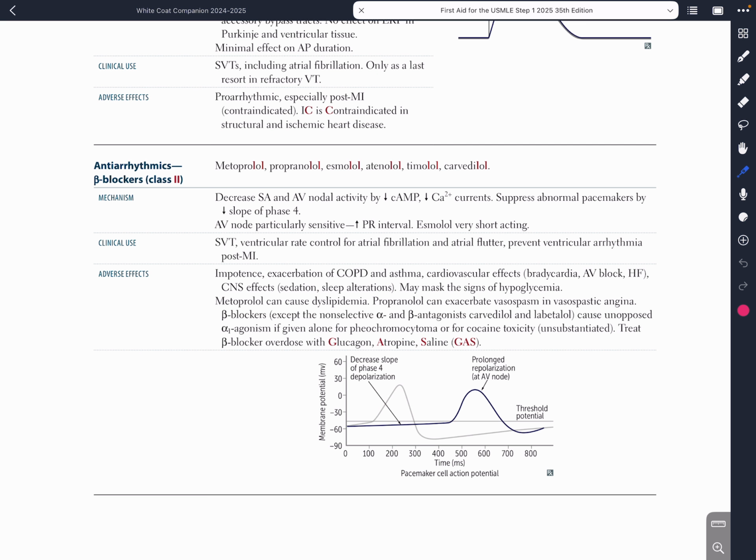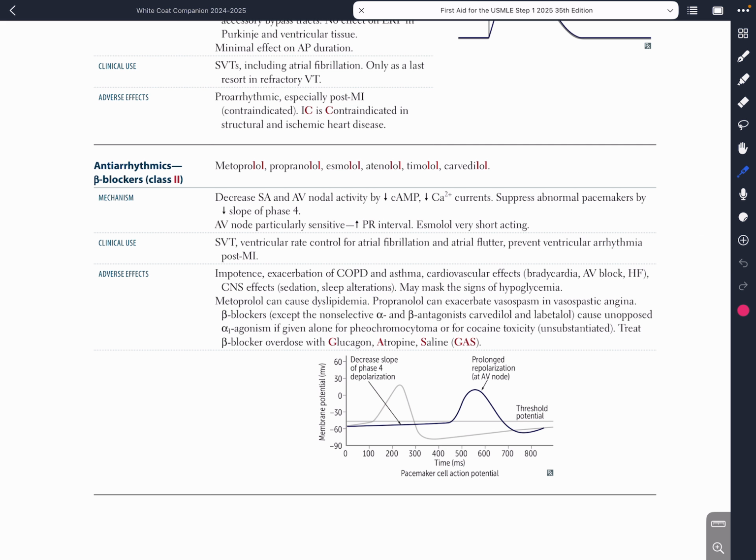AV node is particularly sensitive to increased PR interval. Esmolol is very short acting. So esmolol is given mostly in type 2 aneurysms. So beta blockers are very sensitive to AV nodes, specifically increasing PR interval. Okay, beta blockers increase PR interval.